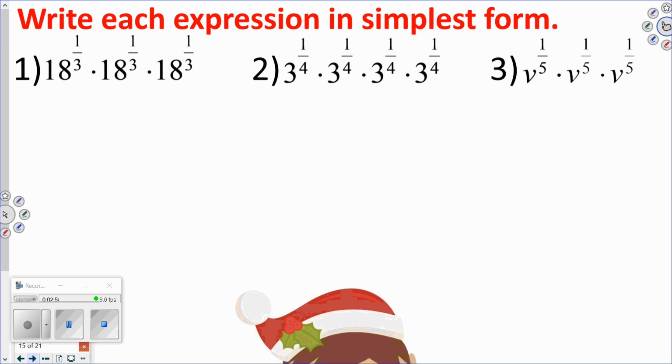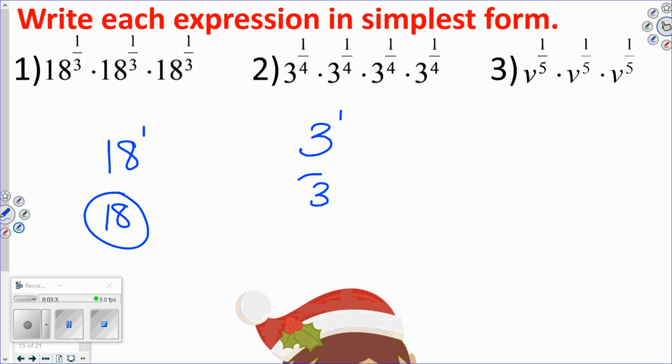Okay? So 18 to the 1/3 times 18 to the 1/3 times 18 to the 1/3. What's my common base? 18. And then what do I do with the exponents? 1/3 plus 1/3 plus 1/3 is 3/3, which is 1. So it's just 18. What about number 2? The common base is 3. What do we do with our exponents? Add 1/4 plus 1/4 plus 1/4 plus 1/4. 4/4, which is 1, so it's just 3.